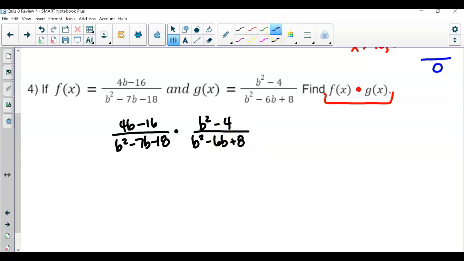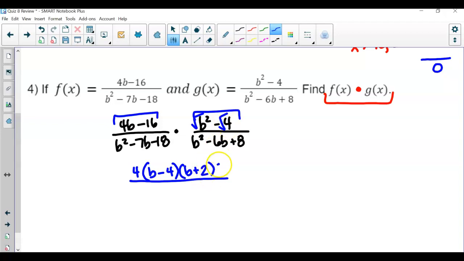Now I'm going to go through and factor, starting with my numerators. Here, I notice I have a GCF of 4. So when I factor out that 4, 4 divided by 4 is just 1, so 1b. Then 16 divided by 4 is 4. Then going to my next, can I factor that? Yes, because it's a difference of 2 perfect squares. So that's b squared minus 4, so that is b plus the square root of 4, which is 2, and then b minus 2.